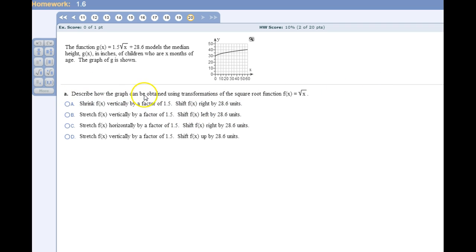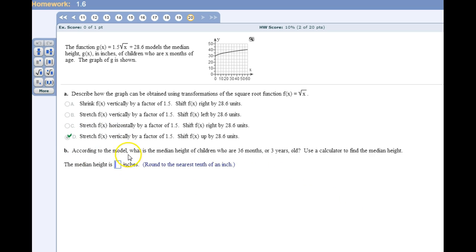The first question wants us to describe how the graph can be attained using transformations of just plain old square root. Remember, this is a vertical stretch. It's a number bigger than 1, so it's going to stretch the graph vertically. So we know it's going to be B or D, the only ones that stretch vertically. But then the plus 28, that's outside of the square root, so it's happening after. So that's going to shift upwards. It's going to stretch vertically and shift upwards, so it's not B, it's D.